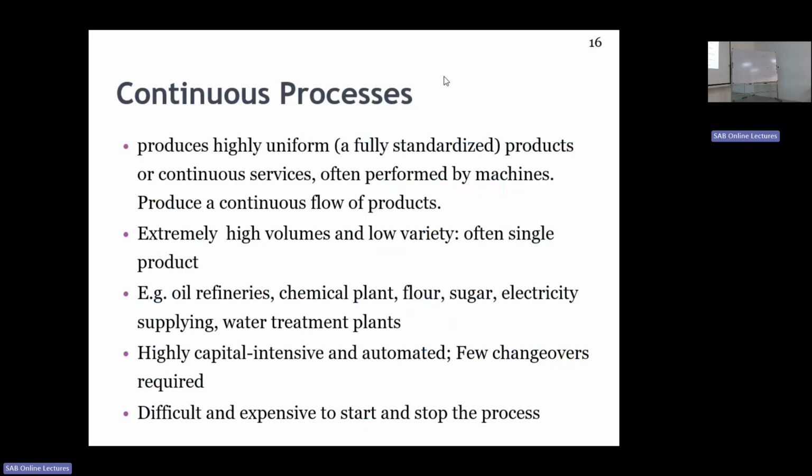Great. It will produce a uniform output. Uniform, as you mentioned earlier, in the sense of highly standardized. A highly standardized product that cannot be customized. Continuous.